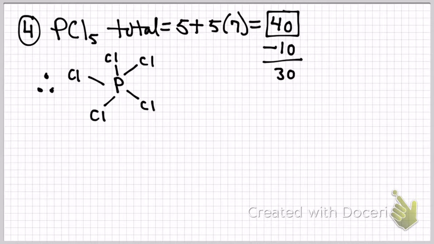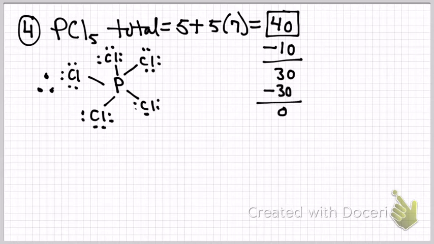I start on the periphery and I take care of all those chlorines. They each need 6 apiece, and that would mean all 30 valence electrons that were left are used up. There are now none left, so all the chlorines have their octets, and I count around the phosphorus and I see that I've got 2, 4, 6, 8, 10. I exceeded an octet, but that's okay because phosphorus is in row 3 or below, where we have more room to accommodate the extra valence electrons.